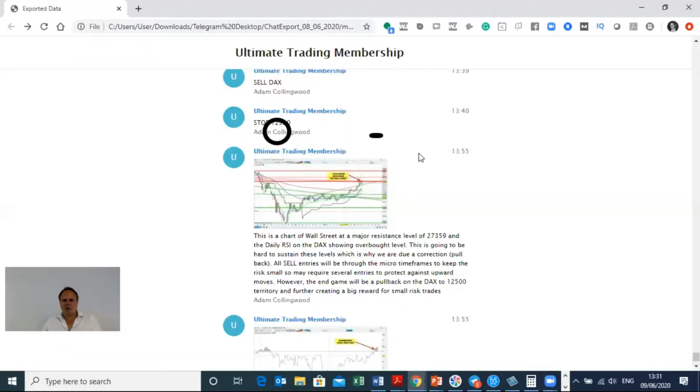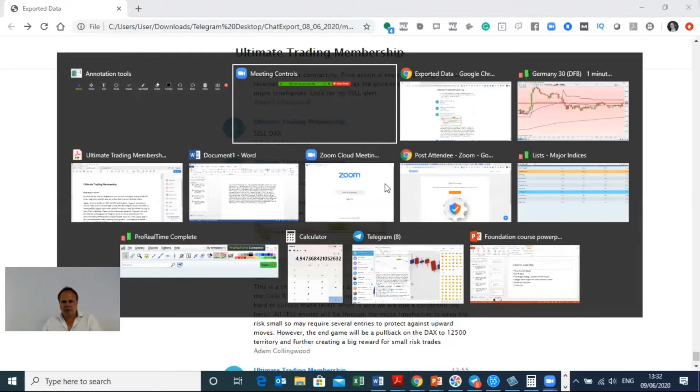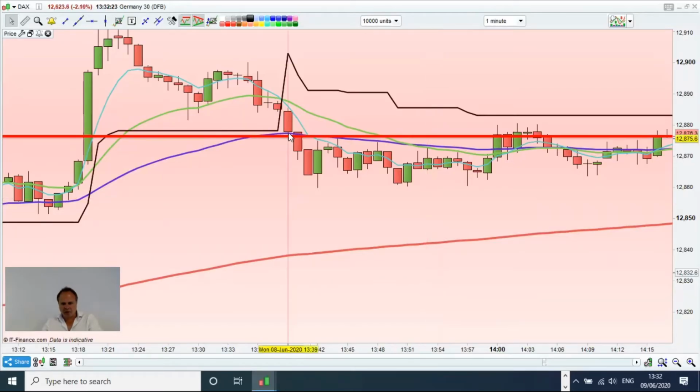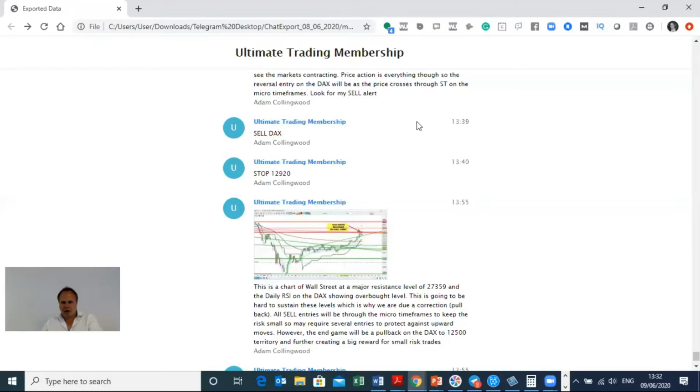So let's just clear those drawings. So this was yesterday. That was the sell DAX 1339 that was sent to the Ultimate Trading Membership Group. And you can see here, that was where it was, 1339. So you can see that was when I sent that alert out with a stop as well.